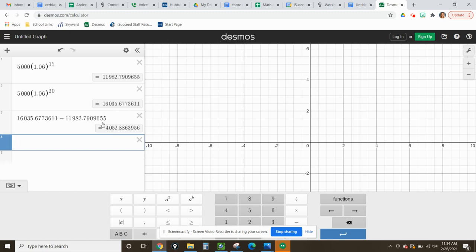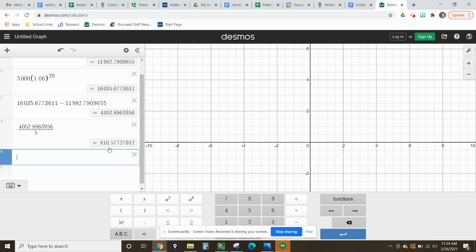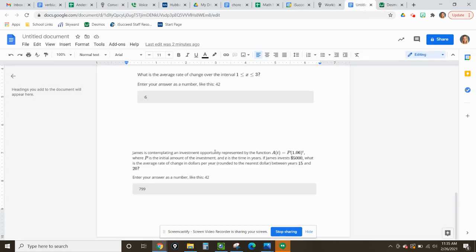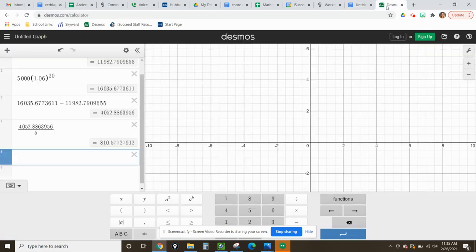Okay, so here's the difference. So that's like my rise. I went up by about 4,000, but over how many years? From years 15 to 20, that was over the course of 5 years. So I need to divide this number, 4,052.8863956, by 5 years. So I get 810.577. And it said round to the nearest dollar. So 810.5 means I'm going to round up to 811. So the average rate of change between those years is 811.